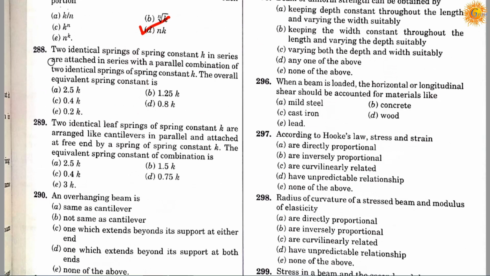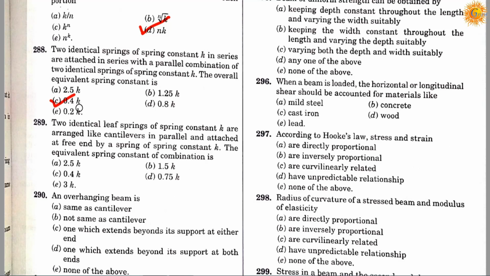Question number 288. Two identical springs of spring constant K in series are attached in series with a parallel combination of two identical springs of spring constant K. The overall equivalent spring constant is: option A, 2.5 K; option B, 1.25 K; option C, 0.4 K; option D, 0.8 K; option E, 0.2 K. Correct answer is C. It will be 0.4 K.